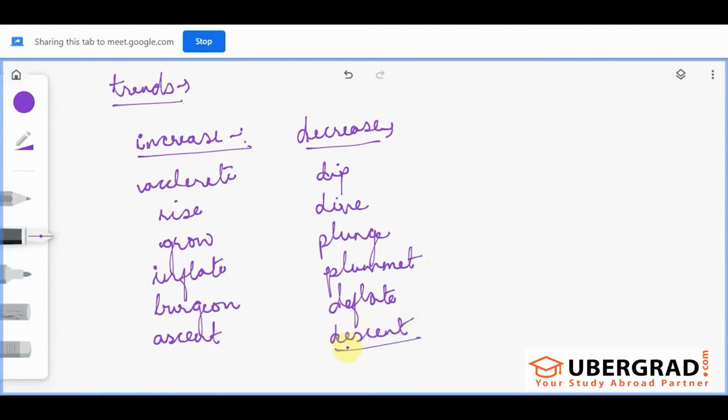Now guys, be aware of the spelling over here. D-E-S-C-E-N-T. If you miss this S over here, it becomes decent, which will completely change the meaning. Okay. So these are the different words that we can use. Now there is one more thing for a constant line graph. What can we use when the line graph is constant?